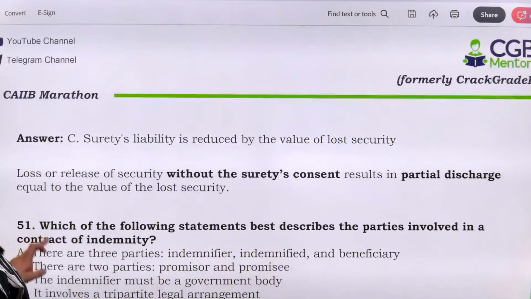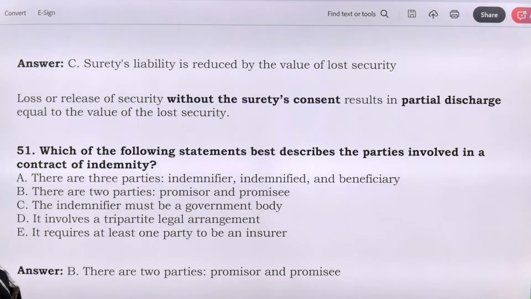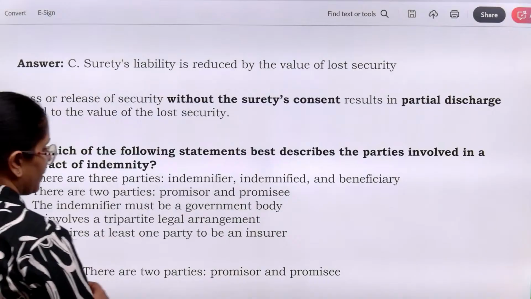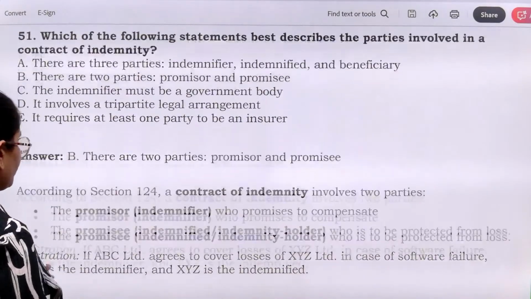If you have lost the security, then this innocent person who has given the guarantee is not responsible for you. Which of the following statements best describes the parties involved in the contract of indemnity? So there are two parties, okay, the promisor as well as the promisee in case of a contract of indemnity.